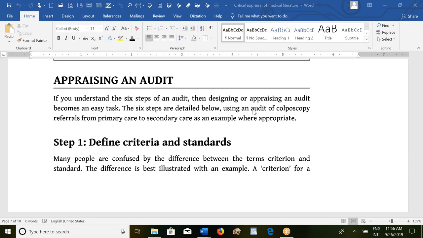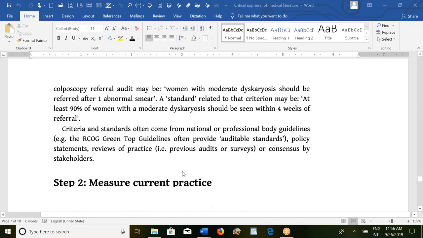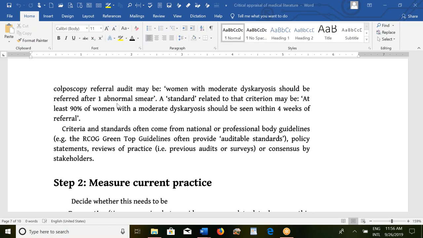For example, if you are doing a study on the women who have cervical dyskaryosis on colposcopy, you will say in which patients you are including. You are including those women who have moderate dyskaryosis and one abnormal smear. So you have made the criterion that these patients should be referred for colposcopy if they have moderate dyskaryosis and one abnormal smear.